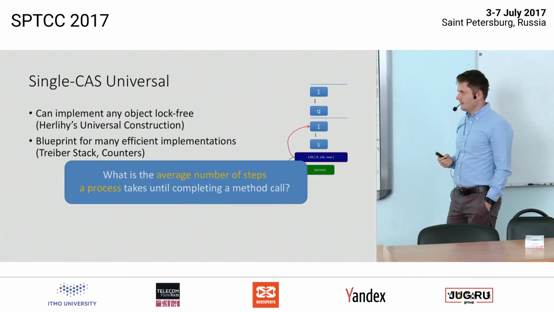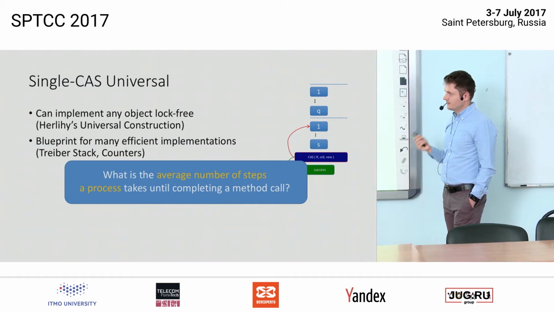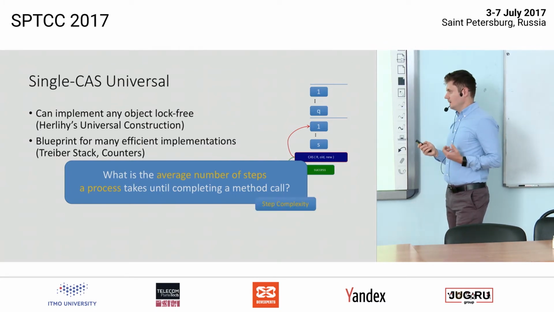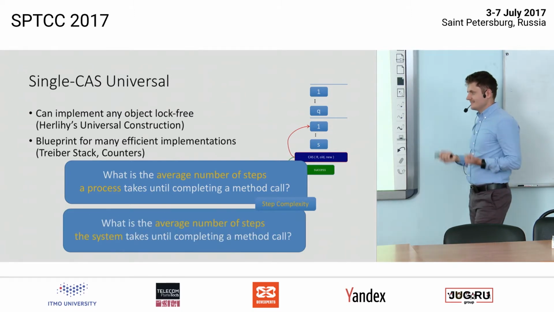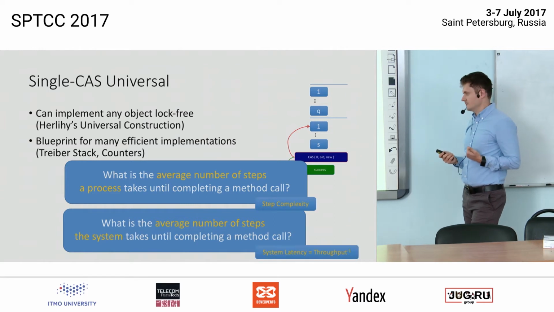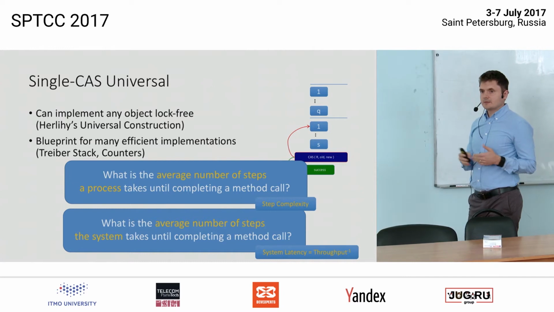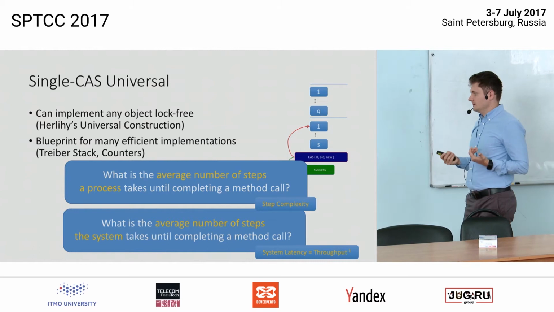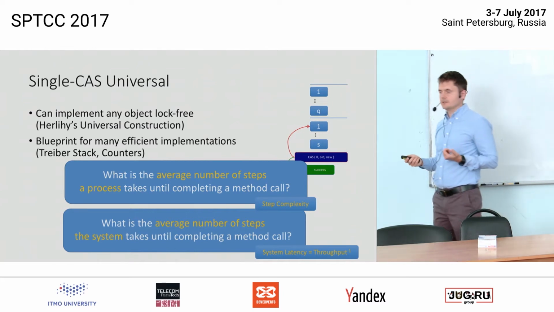Okay? So we're going to care about two specific quantities. The first is the average number of steps that a process needs to take until completing a method call, which is step complexity. The other is the average number of steps that the system will take until completing a method call. This is basically system latency, the bound B that we've been talking about so far, and it has a very real meaning. It's the inverse of throughput. If you take 1 over this, that's the number of operations you'll be doing per second.